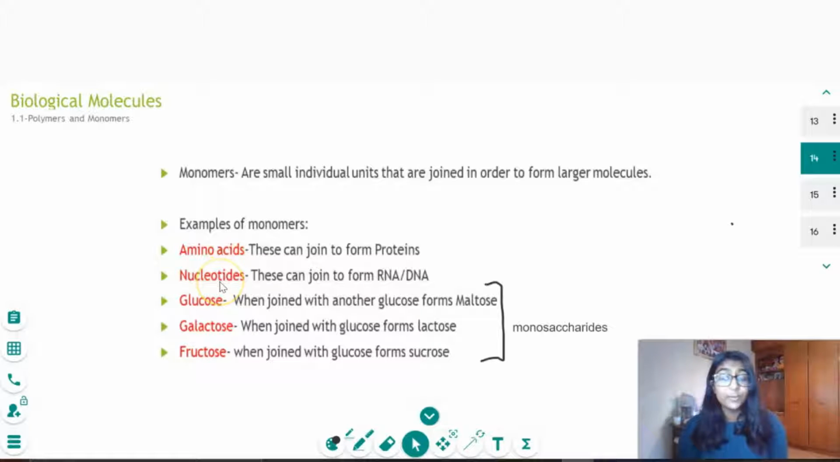Now nucleotides can also be found in the body because they join to form RNA and DNA. And RNA and DNA are very similar, but they do have some differences. For example, RNA is single-stranded, whereas DNA is double-stranded.